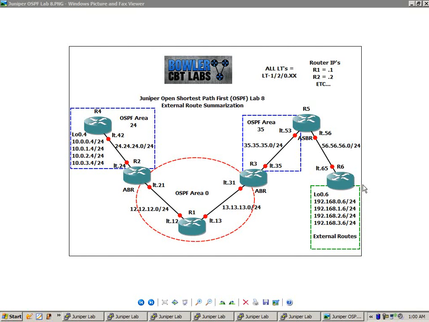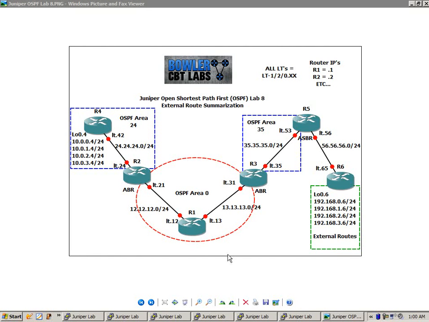What I'm going to do first is explain the network topology. And then, if you were following me with OSPF lab number 7, where we did internal route summarization, we're going to start where we left off in that lab. So first let me go ahead and explain the network diagram.